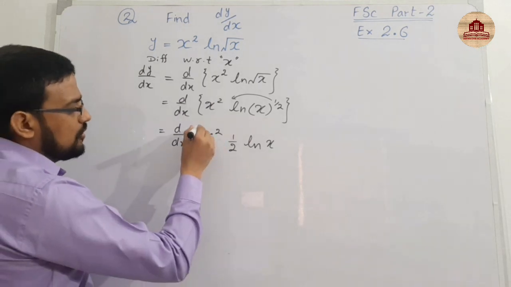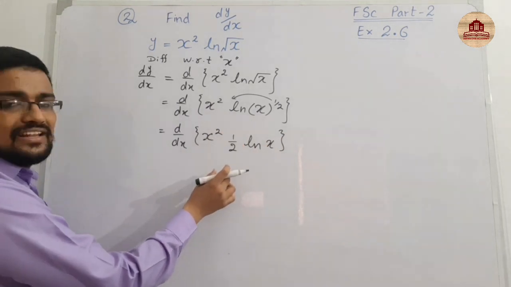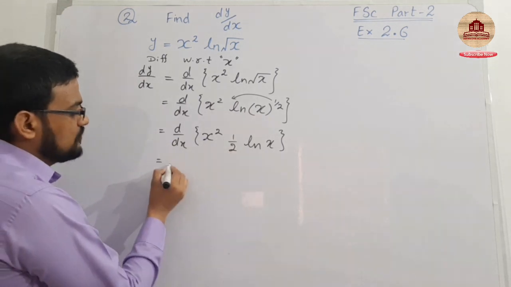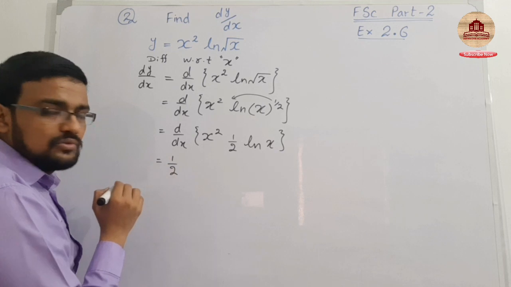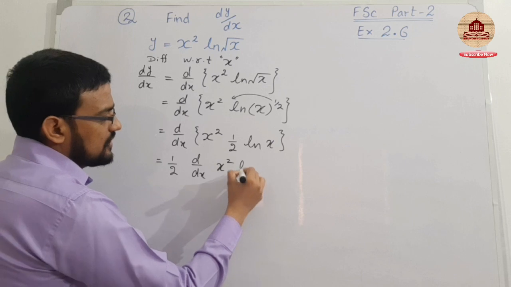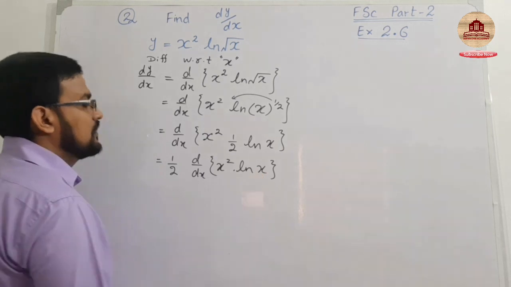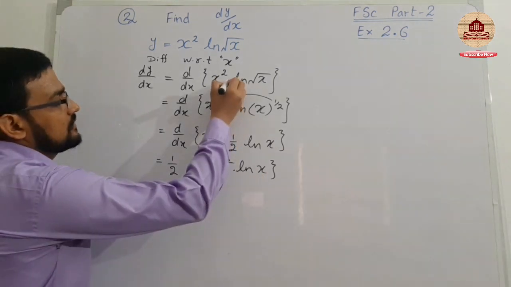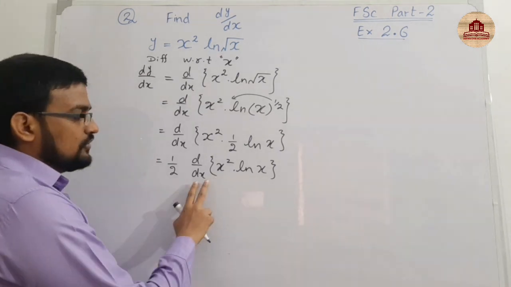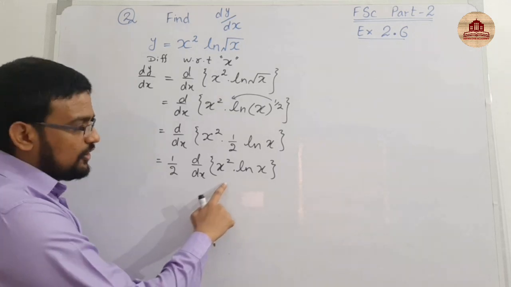So take 1 by 2 common, it is a constant, a scalar number. So when we differentiate, 1 by 2 stays, and we have 1 by 2 dy over dx of x square ln of x. Here students, to differentiate this, there are two terms in the form of a product.